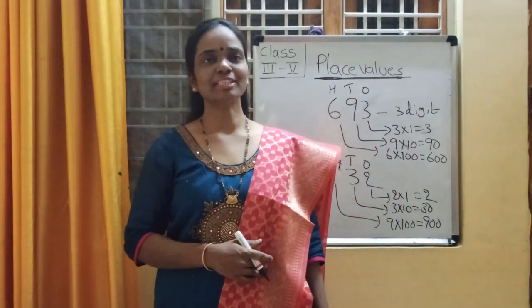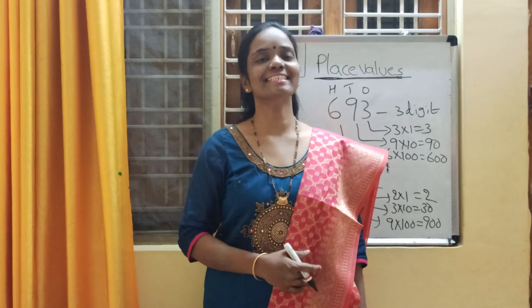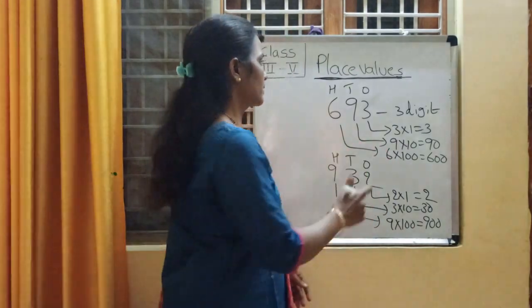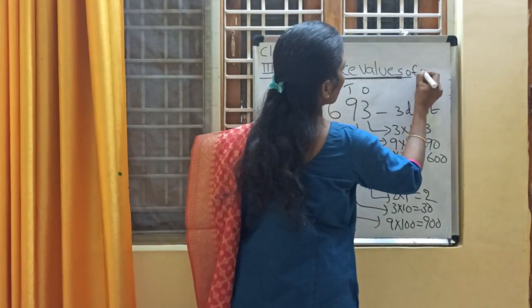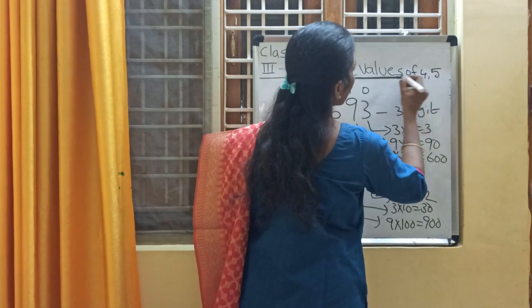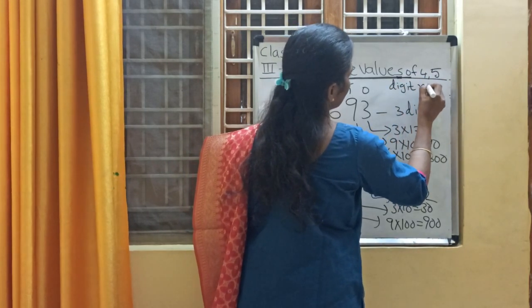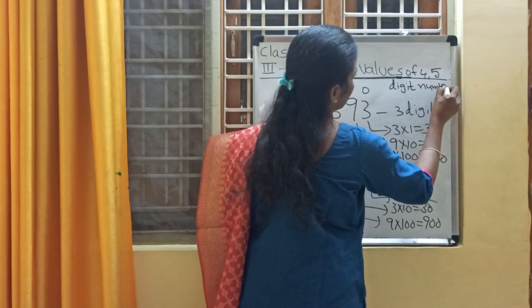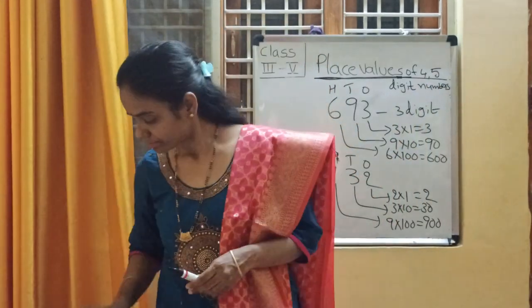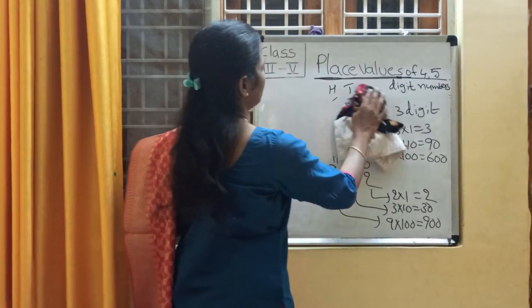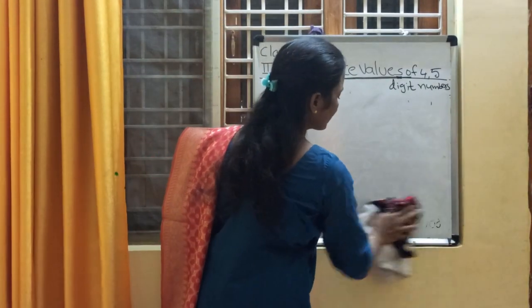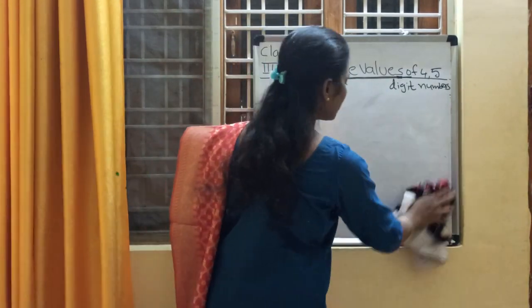Now I am going to explain about place values of 4-digit number and 5-digit number. Place values of 4-digit and 5-digit numbers. Children, tell me, what is the greatest 3-digit number?